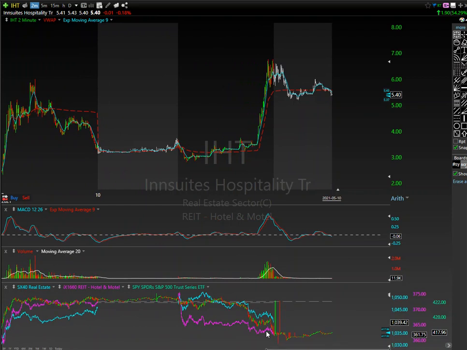What I want to talk about: key levels. I keep talking about this. I want to share this with you. Why are key levels so important? Key levels are important because they are make or break areas.